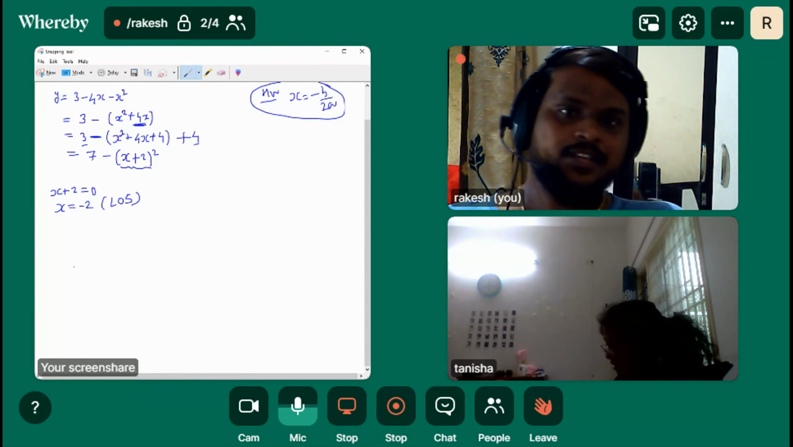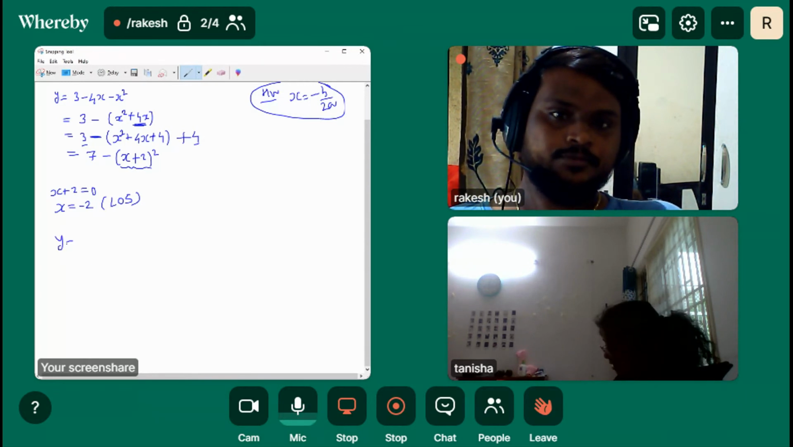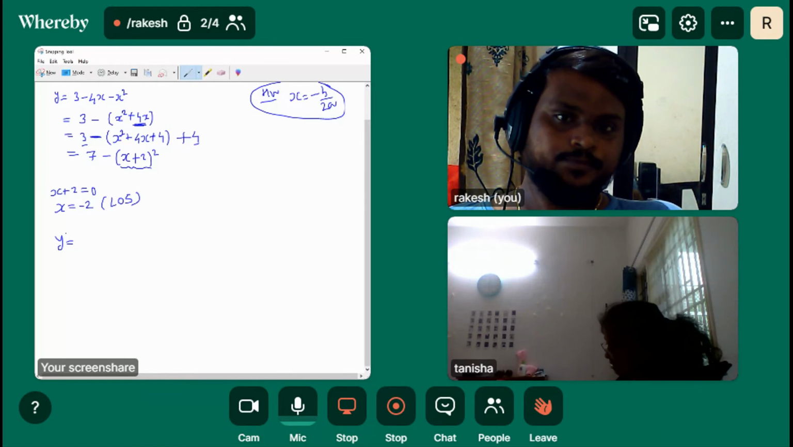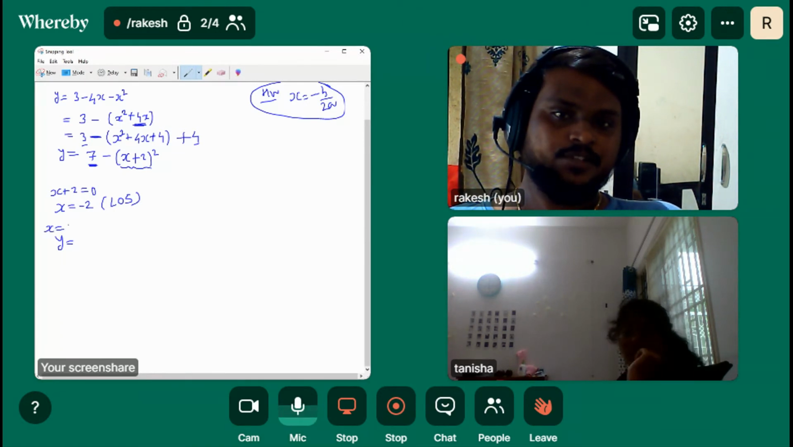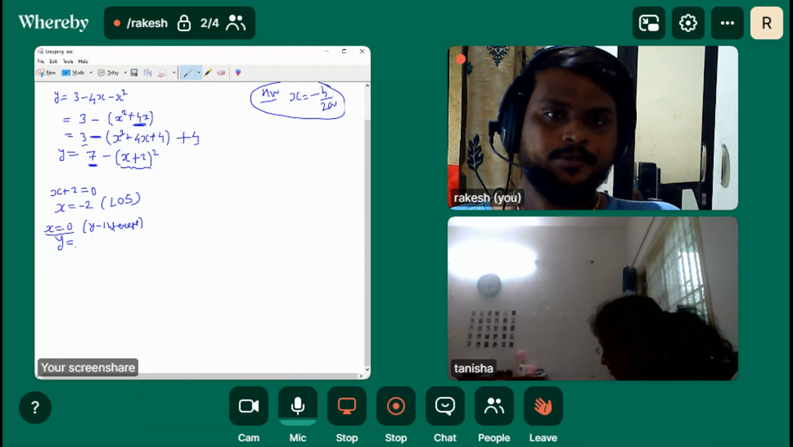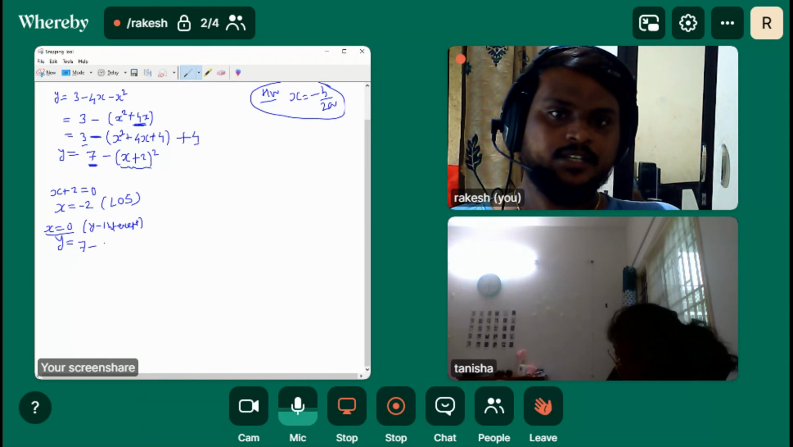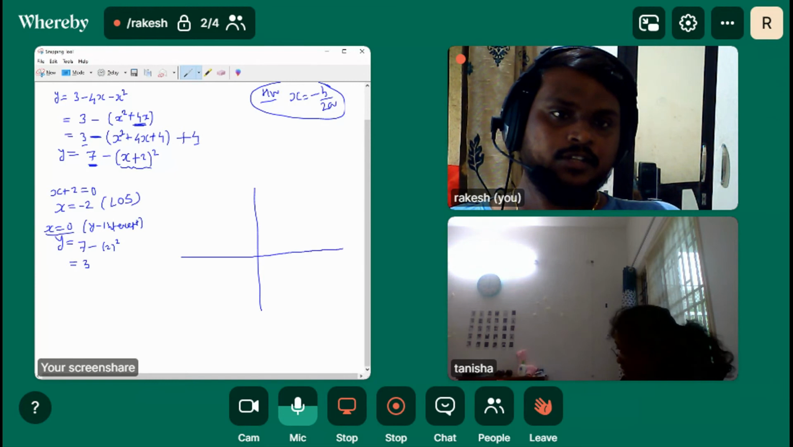Now quickly tell me what is the y-intercept. We put x is equal to 0 for the y-intercept. So 7 minus 0 plus 3... the y-intercept is 3, right? Now we'll quickly draw the diagram.